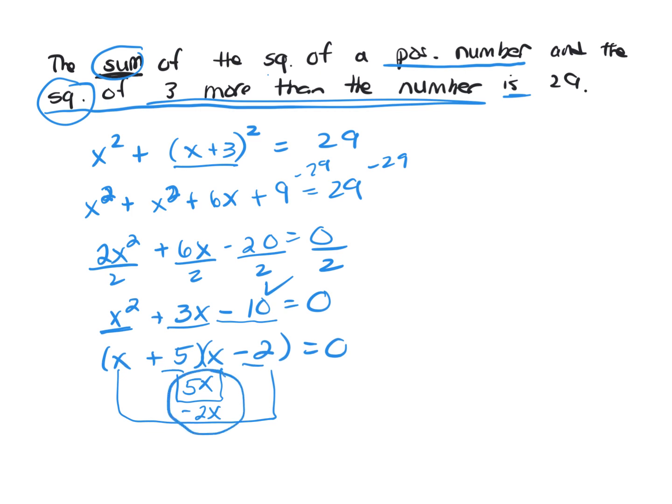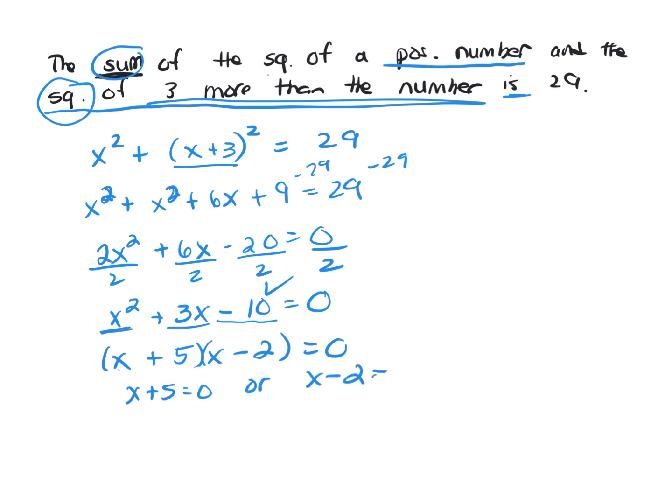So now, what's the only way you can multiply two things together and get 0? That means one of them has to be 0. So x plus 5 equals 0, or x minus 2 equals 0. And that gives me x equals negative 5 or x equals 2. And then they want the positive number, so the positive number is 2.